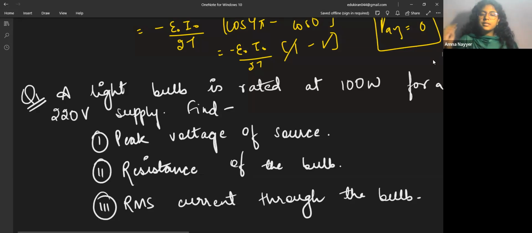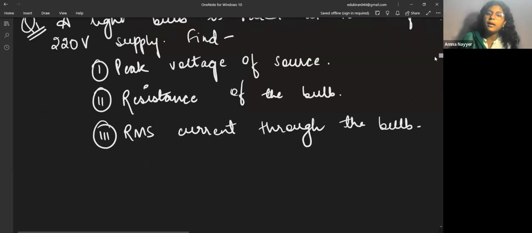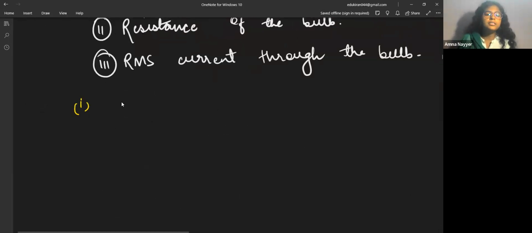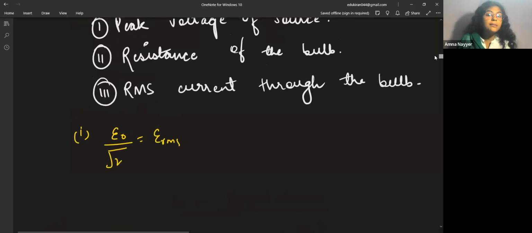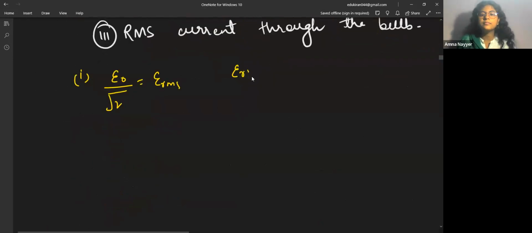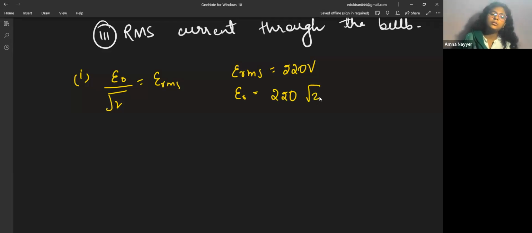Now, see class, this question. This says that a light bulb is rated at 100 watt for a 220 volt supply. You have to find out the peak voltage of the source, the resistance of the bulb, and the RMS current through the bulb. See, for the first part, E naught by root 2 is equal to ERMS. I have told you this relation earlier also. This is very helpful. So E naught will be what? ERMS is already given to us, that is 220 volt. E naught will be 220 root 2 volt. This is the answer of the first part.